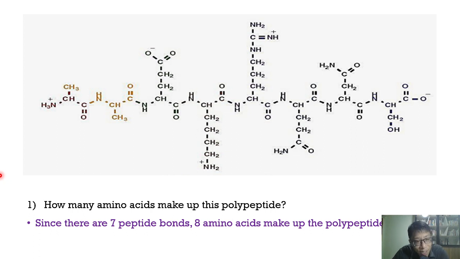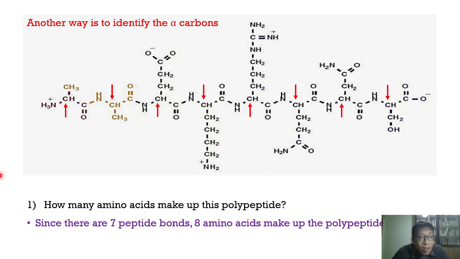Besides using the number of peptide bonds, you can also look at the number of alpha carbons. The alpha carbon is the carbon that's bonded to 4 different things, so it's quite easy to identify them. This carbon has an amino group here, the carboxyl group here, the R group here, and the H is shown like that. It doesn't show you a line with an H, but it's just written like that. So it's quite easy to identify the alpha carbons.